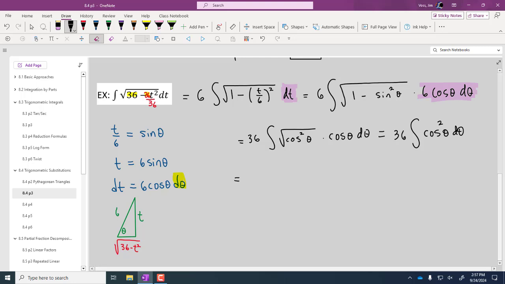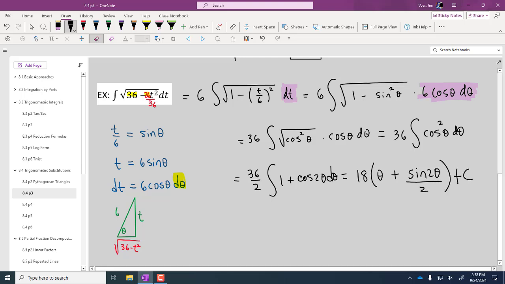Power reduction is going to be 1/2. So 36 divided by 2, the 1/2, and we'll pull it out in front. And this is going to be 1 plus cosine of 2 theta. So we're going to have 18 times the quantity theta plus sine of 2 theta divided by 2 plus c.